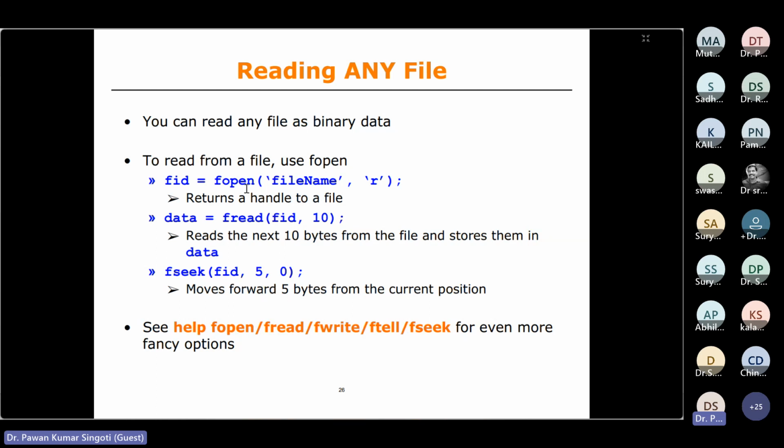If this comma 10 is given, it will read only 10 bytes from the file and show them in data. fseek is also available. Give the file fid comma 5 comma 0 to move forward 5 bytes from the current position. More commands are also available in MATLAB like fopen, fread, fwrite, ftell, fseek. For more information, you can go through this also.